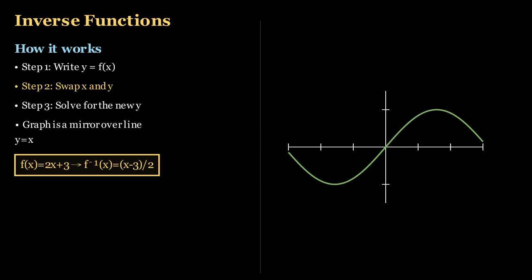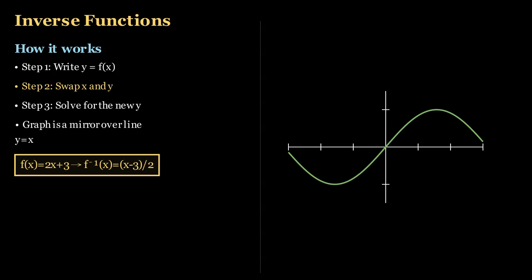Let's use this in a real situation. You're traveling and see a weather report of 86 degrees Fahrenheit, but you only understand Celsius. The conversion formula from Celsius to Fahrenheit is F equals 9/5 C plus 32. We know the output, F, is 86, and need the input, C. This is a perfect job for the inverse function.